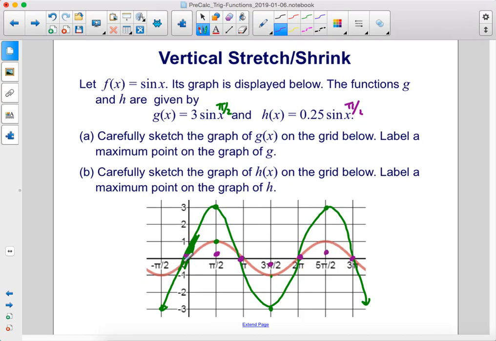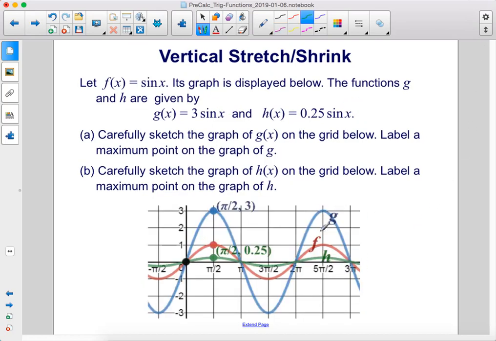h of x looks like a very mild version of a sine wave, less extreme than a sine wave. So there is g of x and h of x. And here are much nicer versions of the graphs.